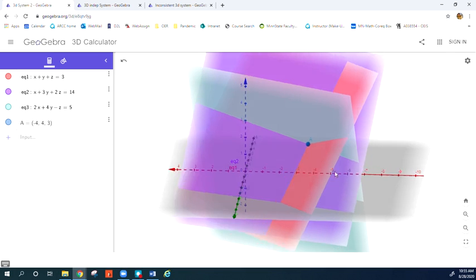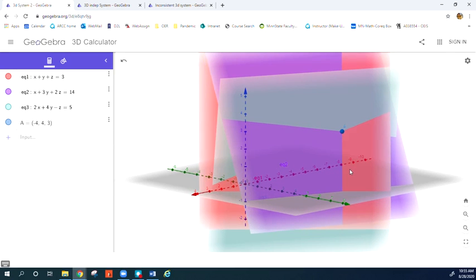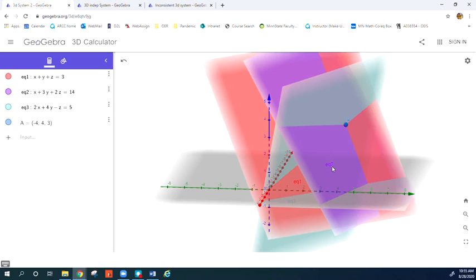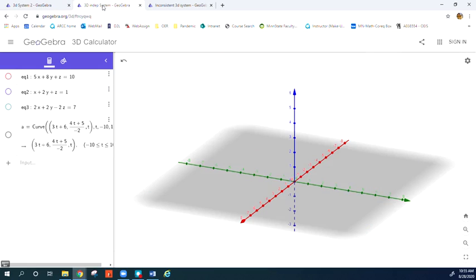We're going to go over, in another video, the algebra that you could use to solve this system of three equations and get that solution. So let's look at another one.